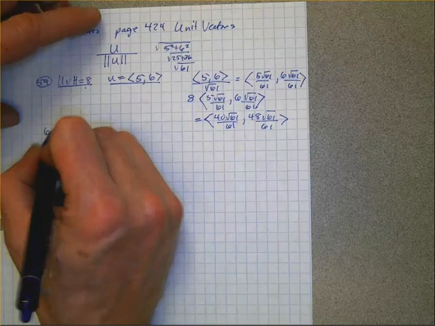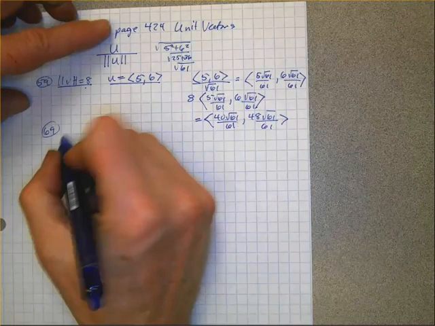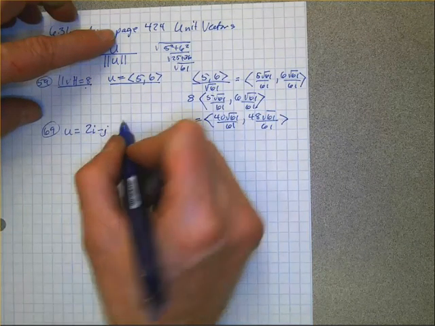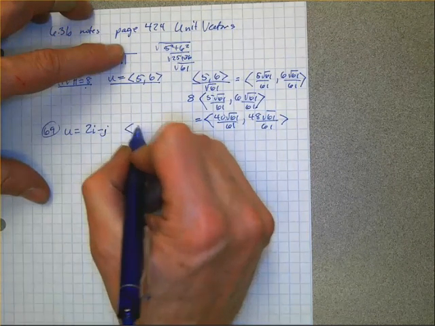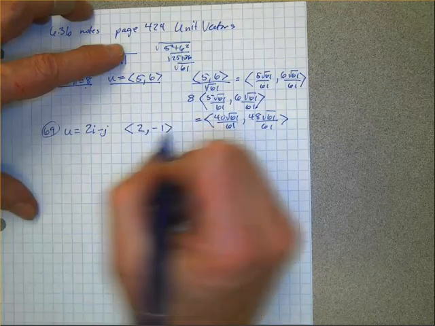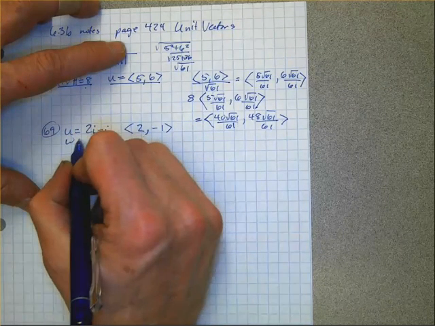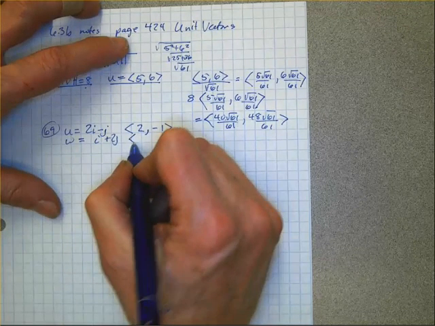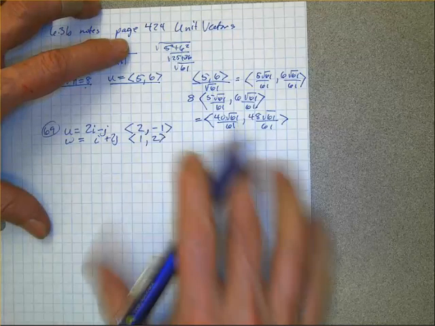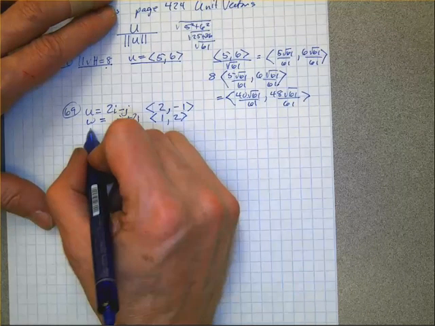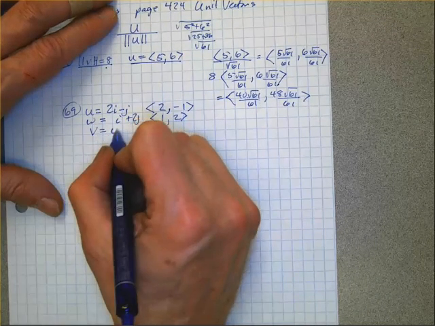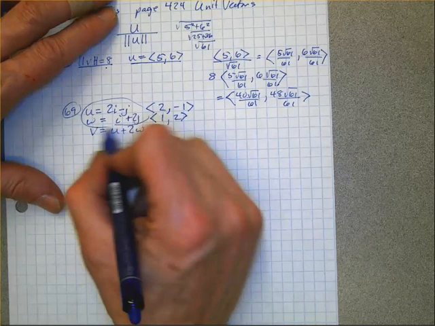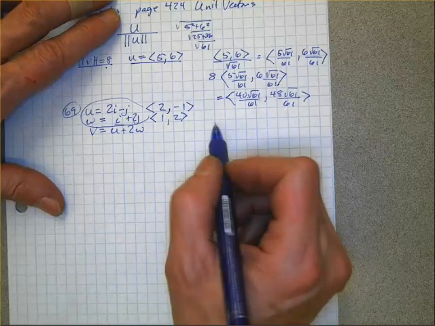Next, number 69. Says you have this vector u, which is defined in i and j form as 2i minus j. You could write it in component form as 2 comma negative 1. And another one called w, which is i plus 2j, which in component form is 1, 2. So they ask you to find this new vector, which is u plus 2 w's. So I personally would rather work with the i and j form than the component form, and then change it to component form at the end.